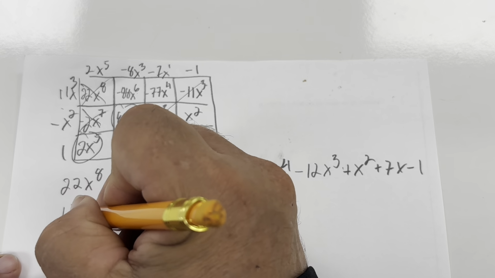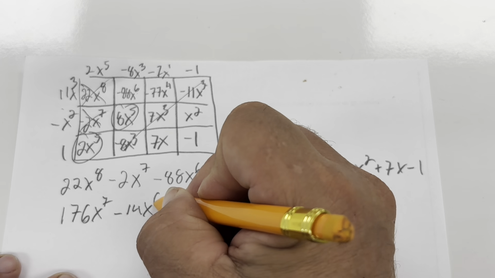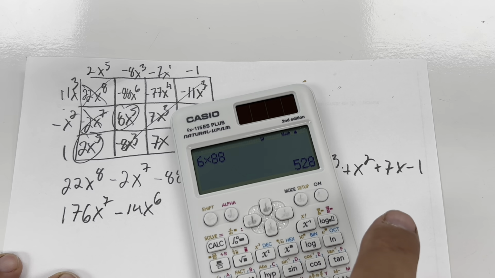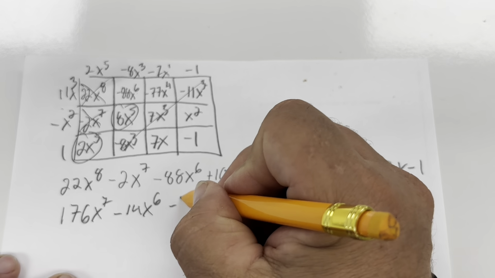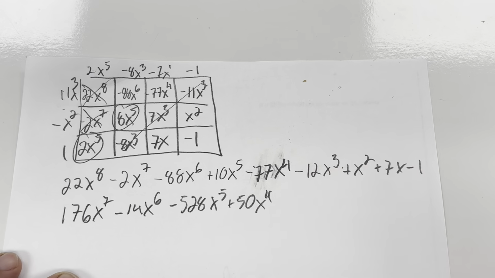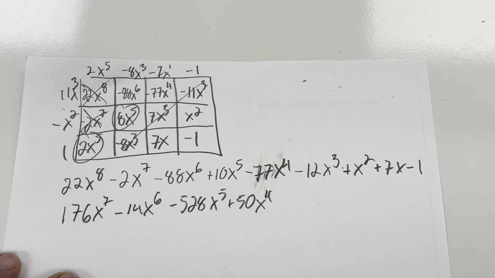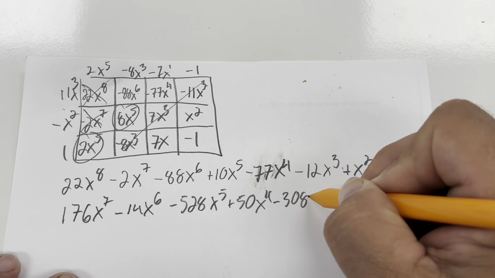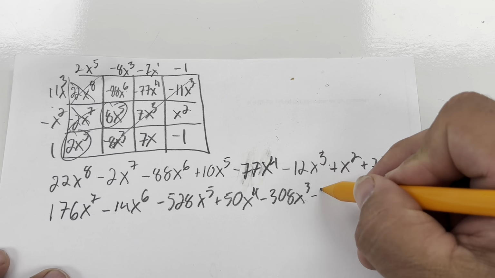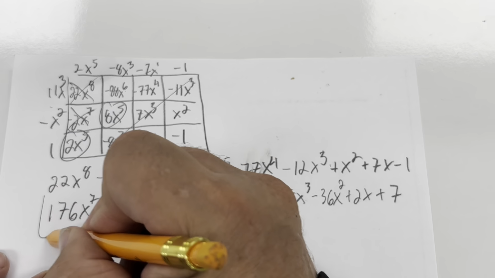176 x to the 7th, minus 14 x to the 6th, 6 times 88, negative 528 x to the 5th, plus 50 x to the 4th, 4 times negative 77, negative 308 x to the 3rd, 3 times 12 is negative 36 x squared, plus 2x plus 7.